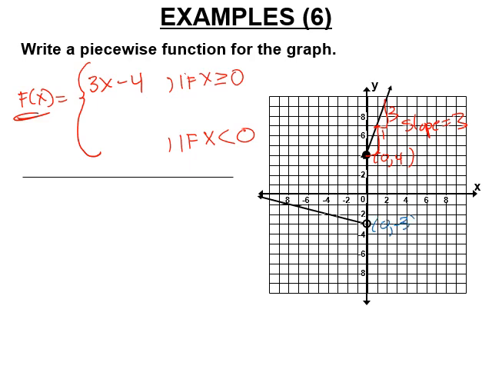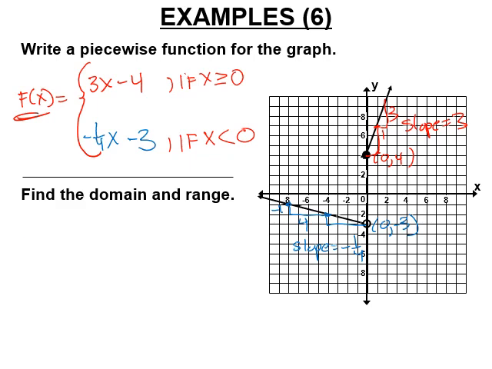Y-intercept of 0, -3. Now this is a slope of -1/4. So this part is -1/4 x minus 3 if x is less than 0.